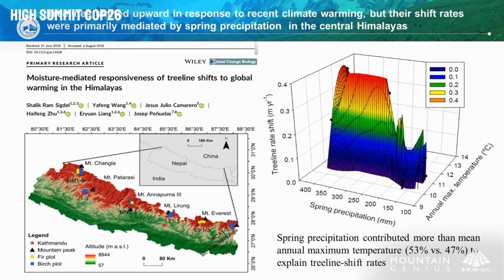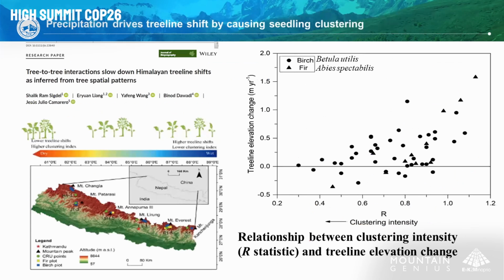And we found that tree line movement was limited by precipitation, especially in the spring season, but also by annual temperature. But precipitation controls tree line shift more than temperature does. So it means that not only temperature, but precipitation also influences the tree line shift.